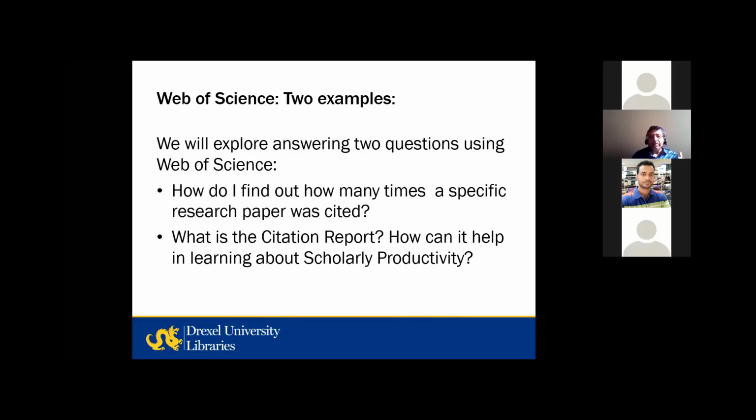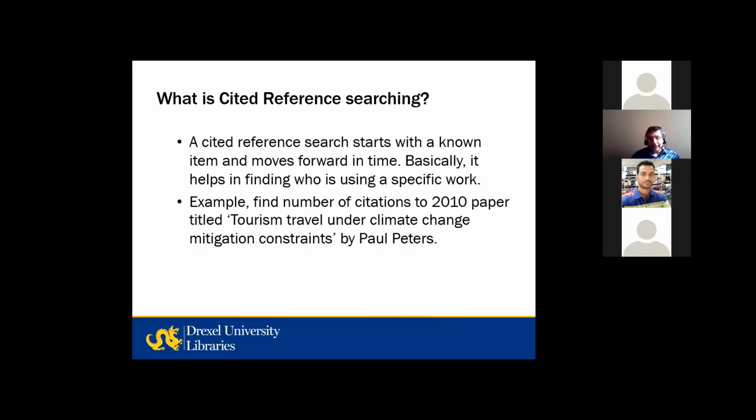And Citation Report also can help us learn more about scholarly productivity. So a little bit about cited reference searching. It starts with a known item. So you know a particular paper, or you know a particular author and how their citations are progressing forward in time.